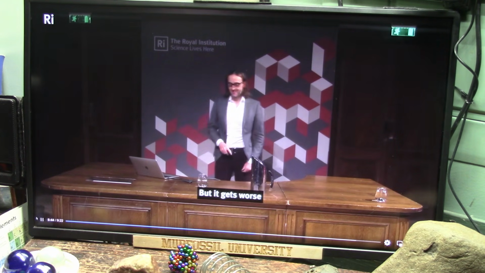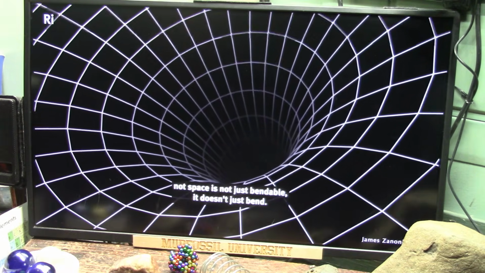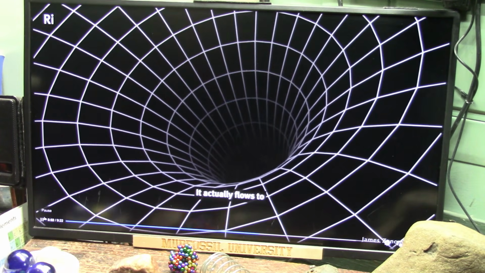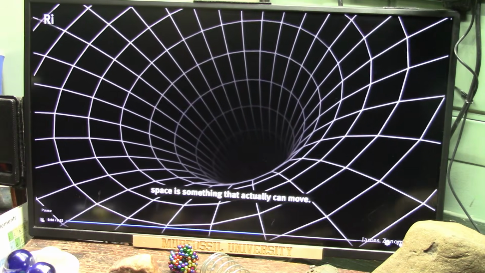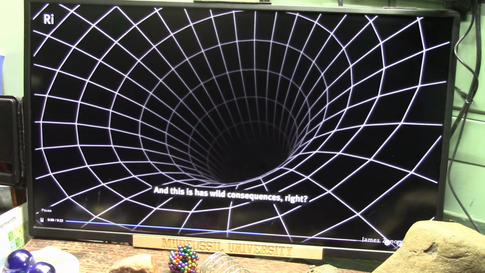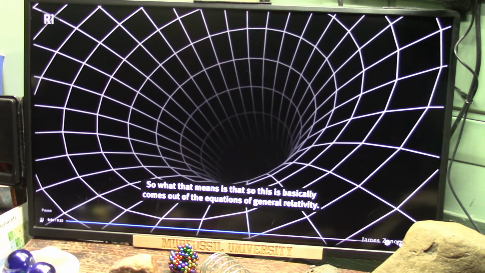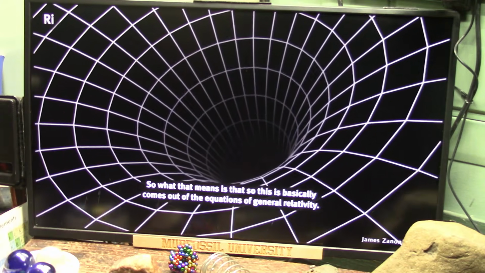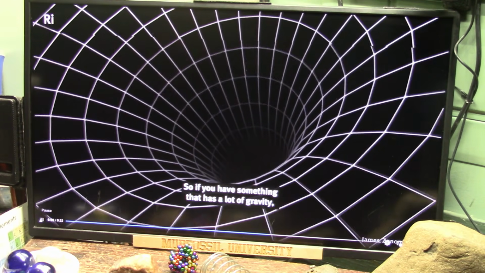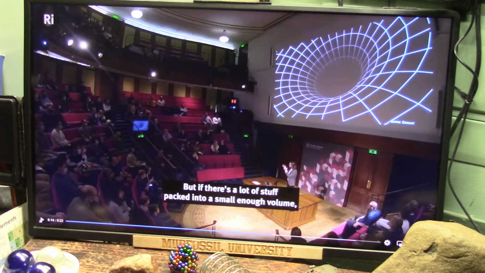But it gets worse, because it turns out that space is not just bendable. It doesn't just bend, it actually flows, too. Space is something that can move. Parts of space can move compared to other parts of space. And this has wild consequences. This comes out of the equations of general relativity. If you have something that has a lot of gravity, you can have space that's bending. It creates a kind of sinkhole in space itself. But I've got to be honest with you, this is kind of crazy.